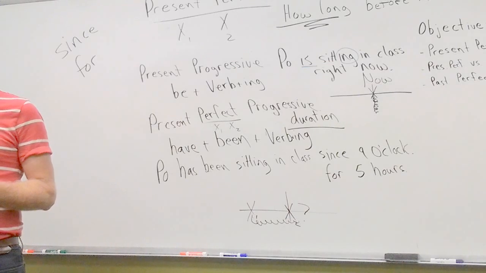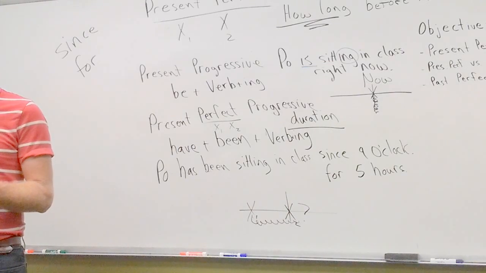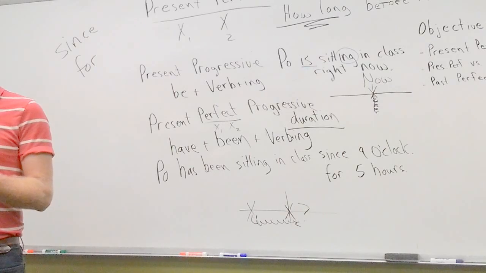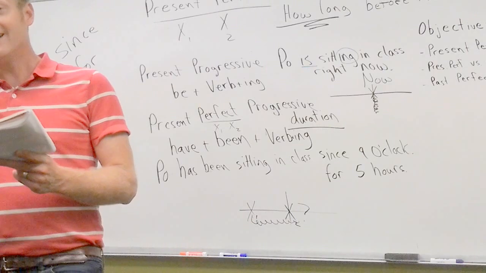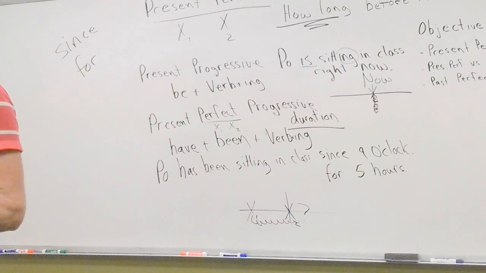So again, it's okay to use a non-progressive verb in the simple present, and it's okay to use it with the present perfect. It is not okay to try to make it progressive. Don't make a non-progressive verb progressive, and it doesn't matter if it's simple present or present perfect. Don't do it, because it sounds weird and it's incorrect.